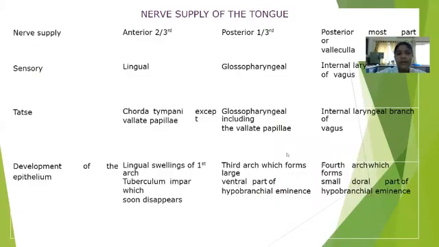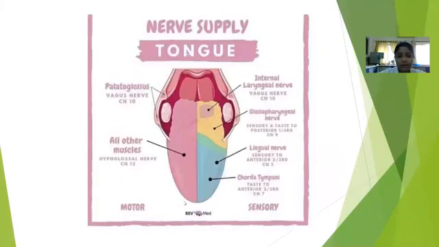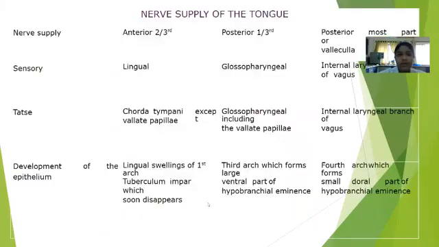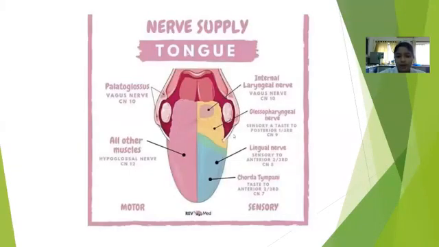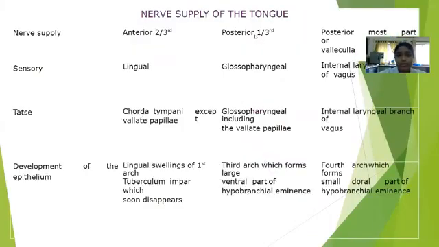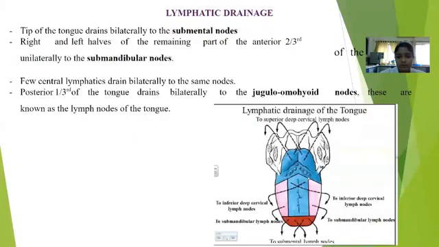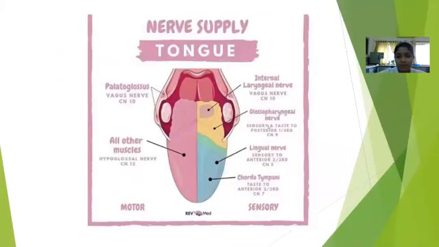In the anterior two-thirds, we have sensory nerve supply and taste. Here you can see the sensory supply is through the lingual nerve. Lingual nerve, sensory, anterior two-thirds. So for the posterior part, the sensory supply is the glossopharyngeal nerve.